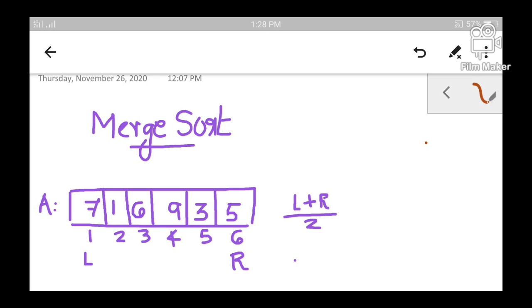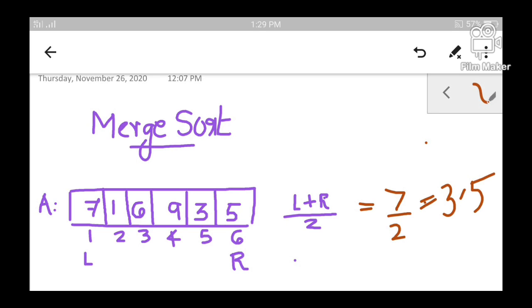Let us check how. We know that the value of L is now 1, and the value of R is now 6, because L points to the first location and R points to the 6th location. Definitely the values of L and R are 1 and 6. So (L + R) / 2 will give you (1 + 6) / 2. 1 plus 6 will give you 7, which means 7 / 2. 7 / 2 is 3.5. Is it?